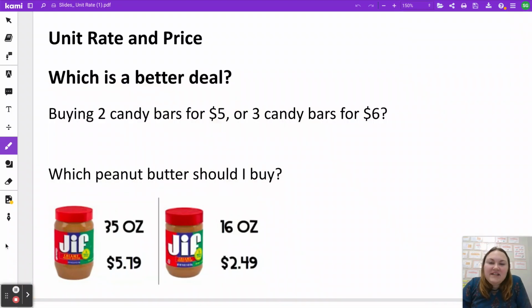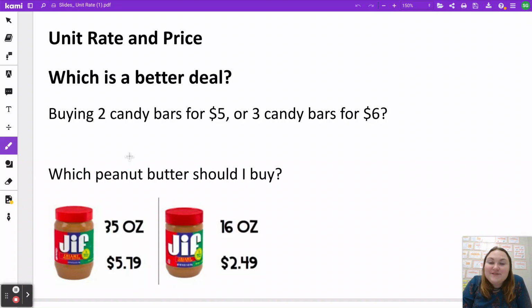So the question in the warm-up that we're talking through is this idea of which is a better deal. And when you're talking about shopping, in class I'll ask what this means, and a lot of times I get the answer of spending the least amount of money for the most amount of food. And so for this first situation, which is a better deal, buying 2 candy bars for $5 or 3 candy bars for $6? It's hard to compare those right now because we're getting different amounts of food.